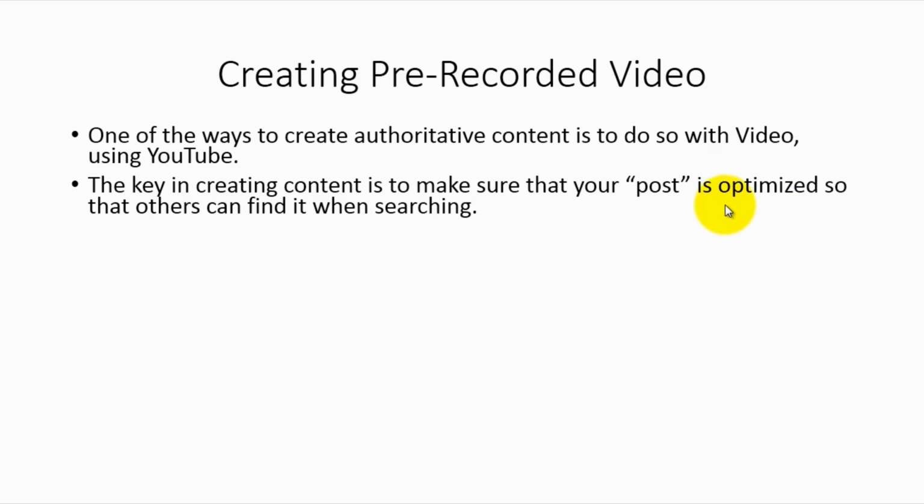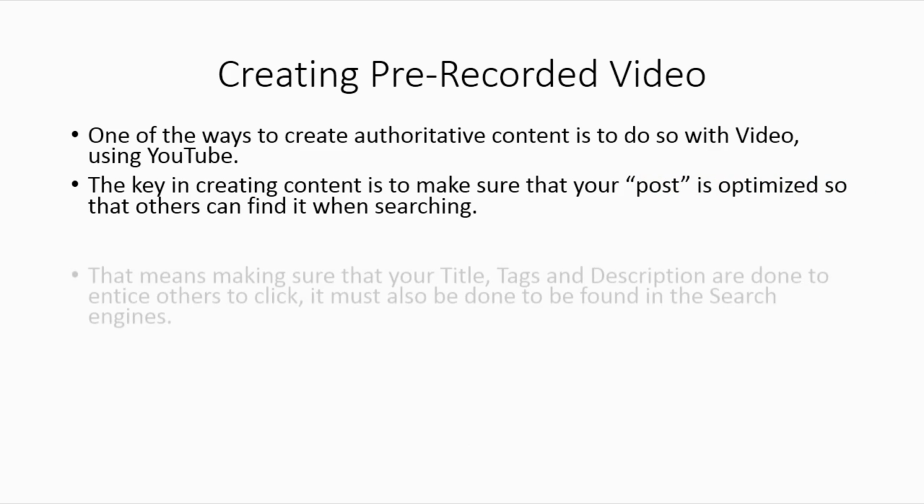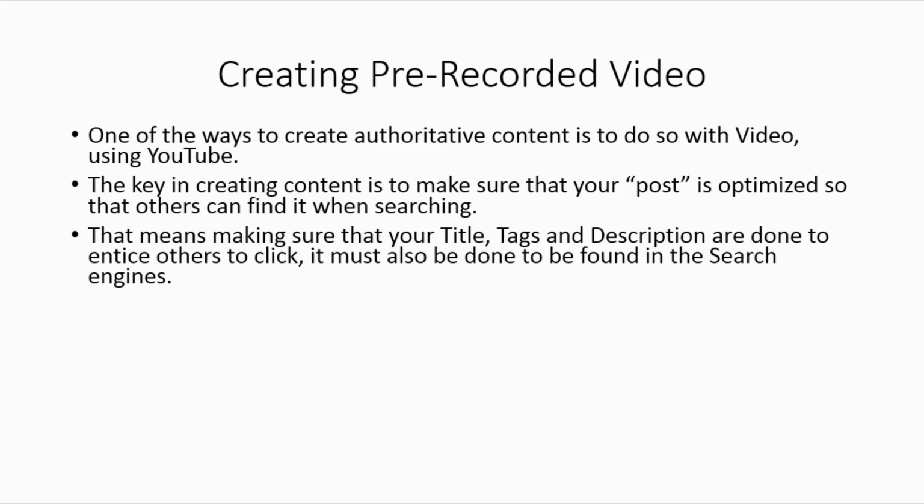Now, the key to being able to create content is to make sure that your post, in this case your video, is optimized, or made so that people can find it when they're actually searching. Now, what does that mean? That means that your title, your tags, and your description to your video are done to entice others to click on the one hand, but on the other hand, it must be created in a way so that people can find it inside of the search engine or inside of YouTube.